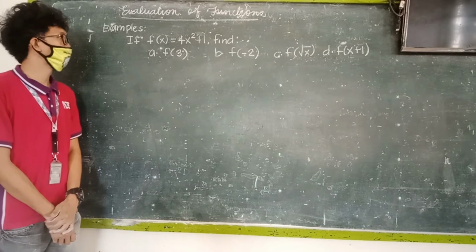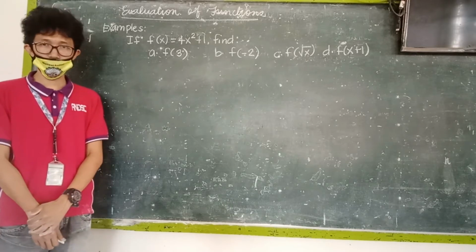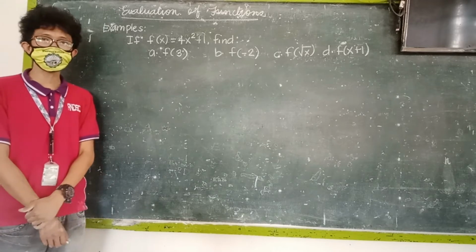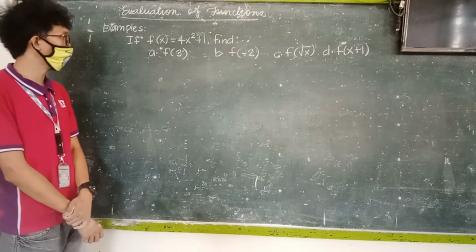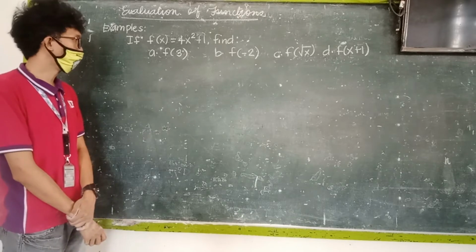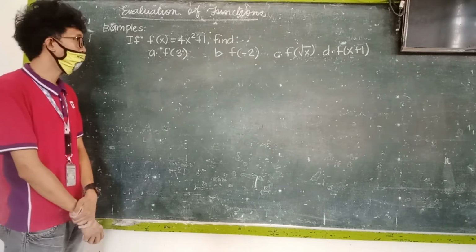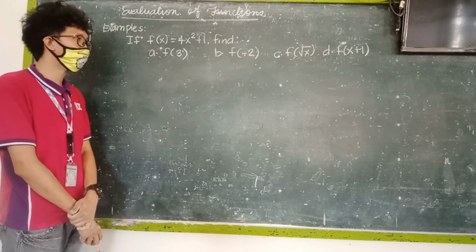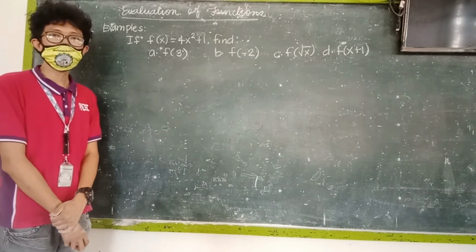We're going to have examples on evaluation of functions. Suppose we have f of x is equal to 4x squared plus 1. Find the following. A, f of 3. B, f of negative 2. C, f of square root of x. And D, f of x plus 1.